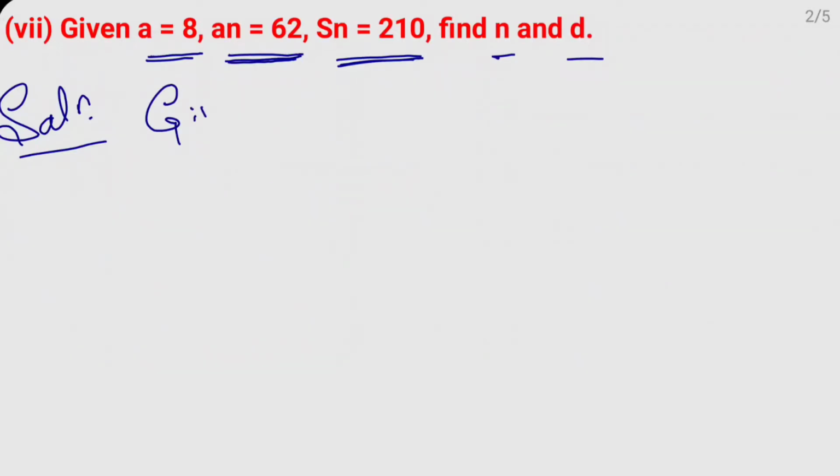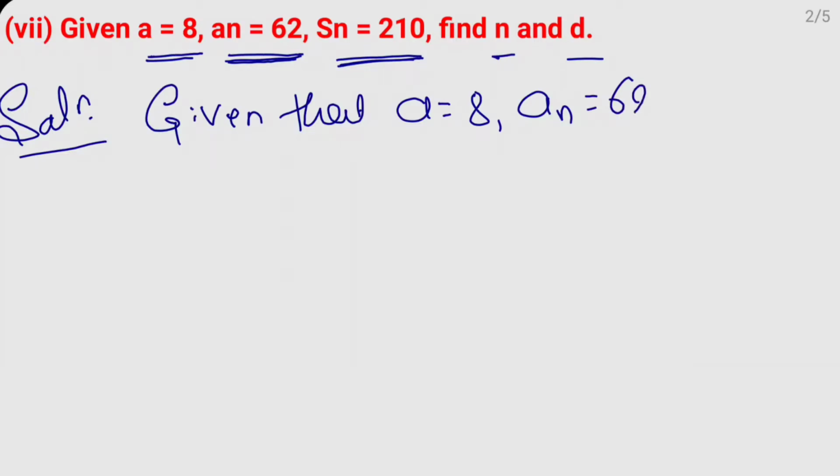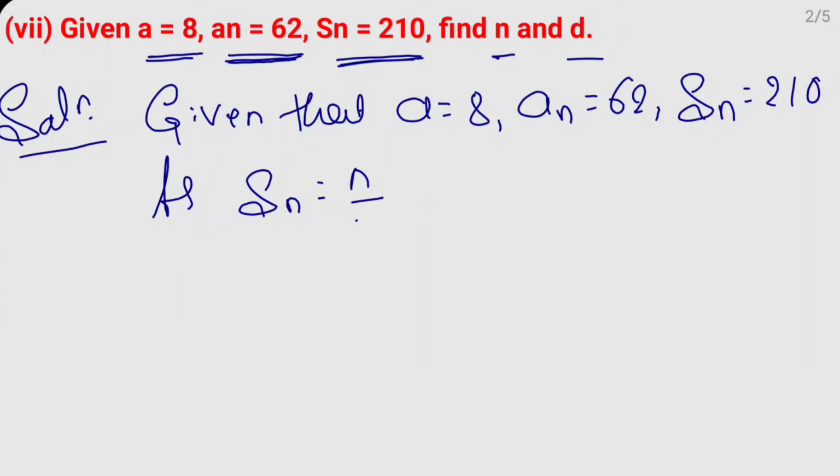Given that a is 8, an is 62 and Sn is 210. Is it clear? So as we know that Sn equal to n by 2 into a plus an. A plus an or a plus l, both are same here, right?